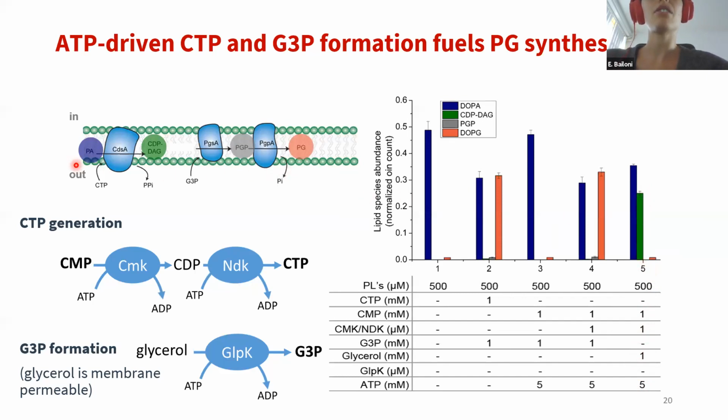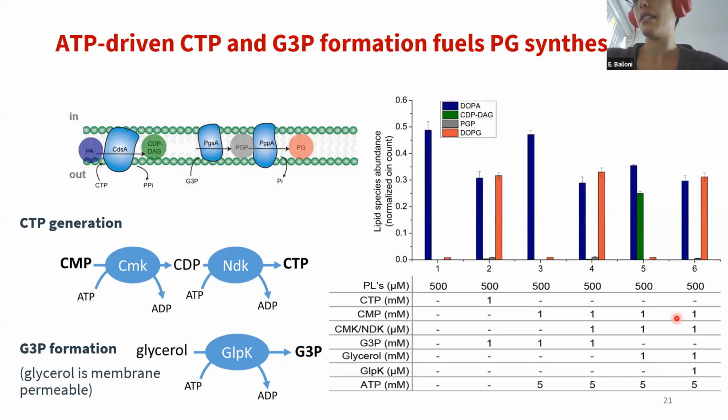Now, this is expected because if you look at the pathway, the first enzyme, CDSA, doesn't require glycerol 3-phosphate. Glycerol 3-phosphate is only required by the second enzyme, PGSA. So the first reaction takes place because CTP is there. However, CDP-DAG cannot be further converted into PG. However, when we finally add glycerol kinase as well, we observe PG buildup, and this is comparable to our positive control in condition number 2. So we are very pleased with these results.